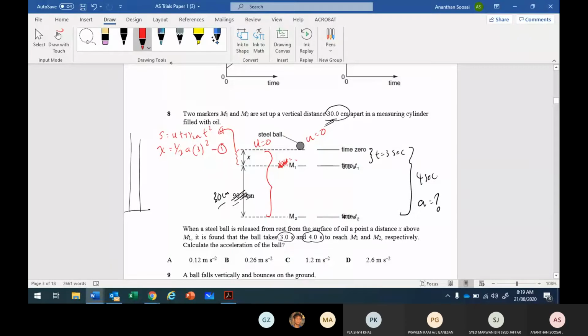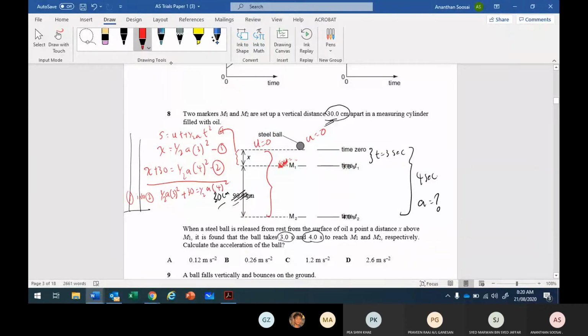So if you use the entire one, then it's going to be x plus 30, the total displacement, equals half a times 4 squared. This is the second equation. So the x you substitute inside the second one. Substituting the first into the second equation, what happened? Half a times 3 squared plus 30 would equal half a times 4 squared.